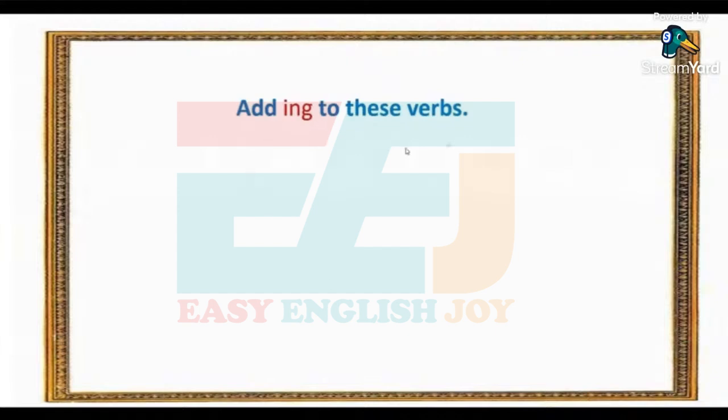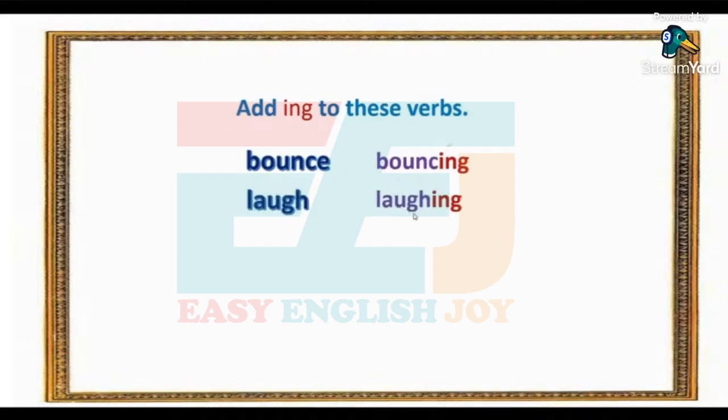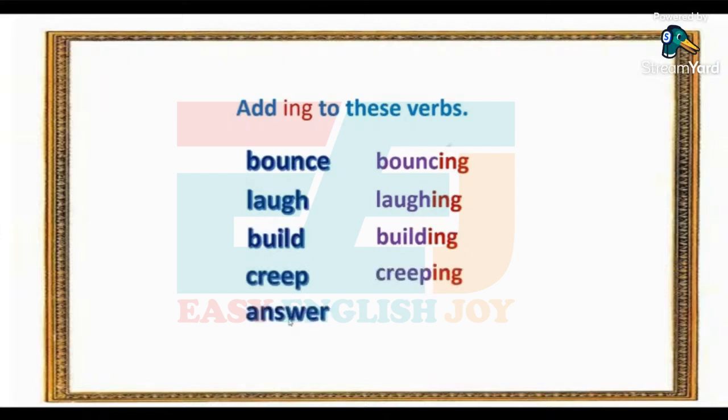Add ing to these verbs. Bounce. Since this verb ends in E, we have to omit E and add ing. Alright? Bounce becomes bouncing. Laugh, laughing. Build, building. Creep, creeping. Answer, answering.